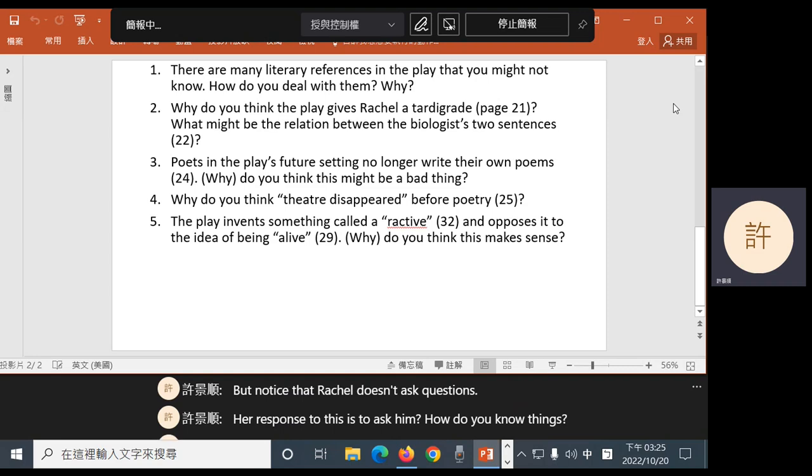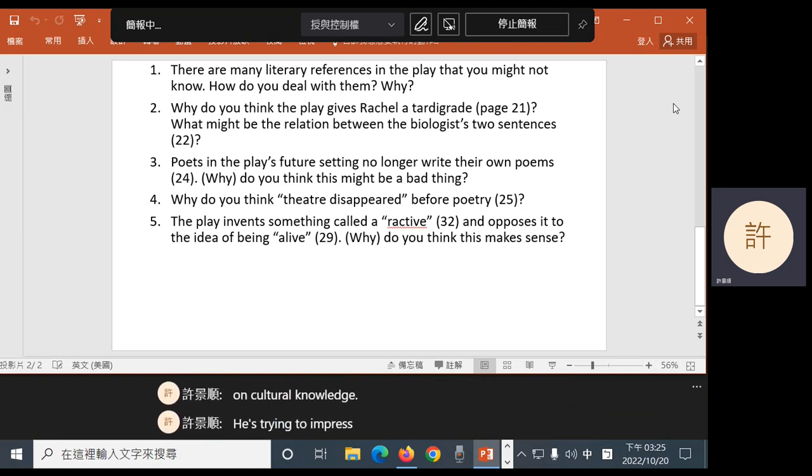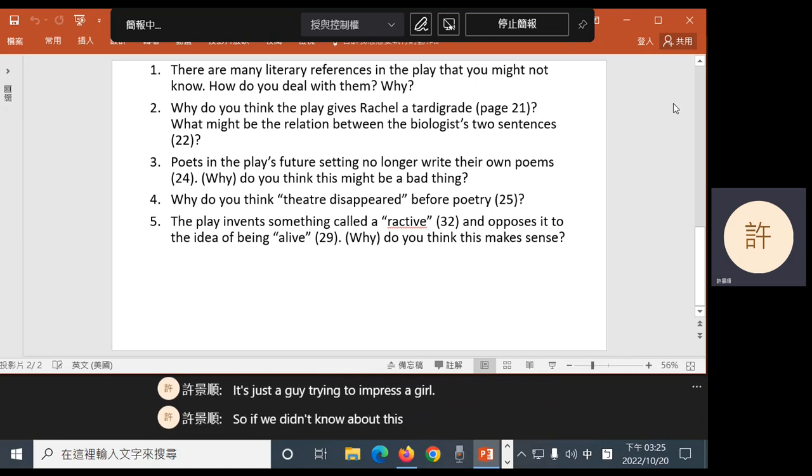And from this, we can infer that the reason Sandor mentions the Norse legend is not to try to teach Rachel, is not to pass on cultural knowledge. He's trying to impress her. It's just a guy trying to impress a girl. So if we didn't know about this Norse legend, it wouldn't matter so much either. The point of this exchange is simply that he knows things that Rachel does not.